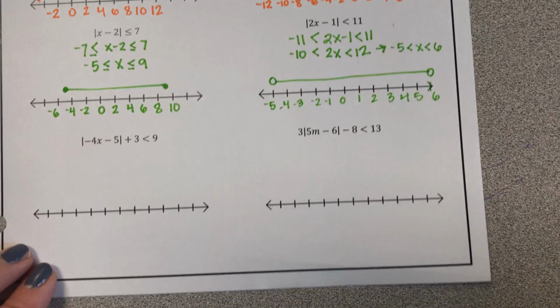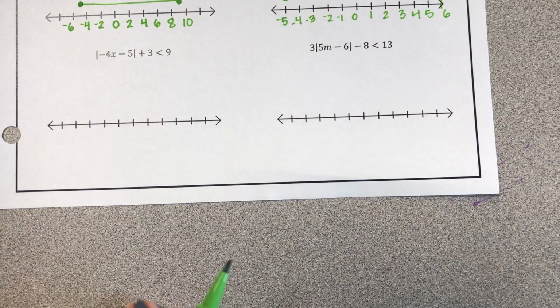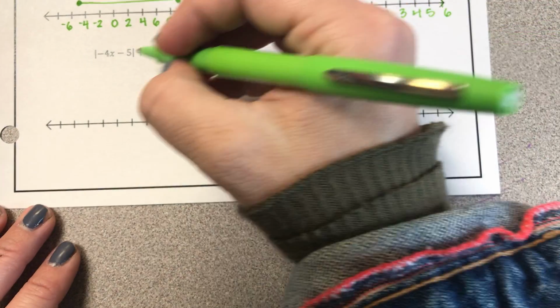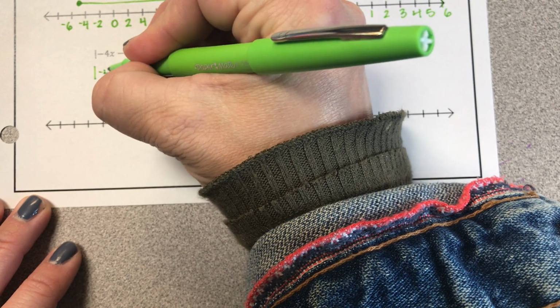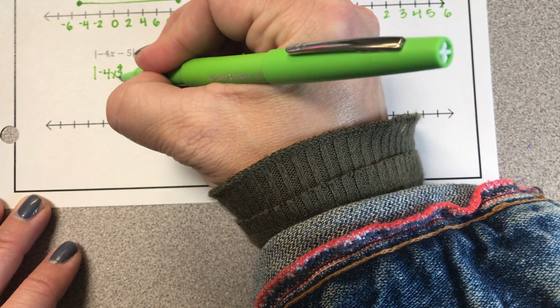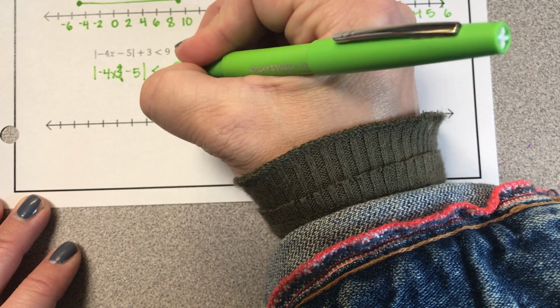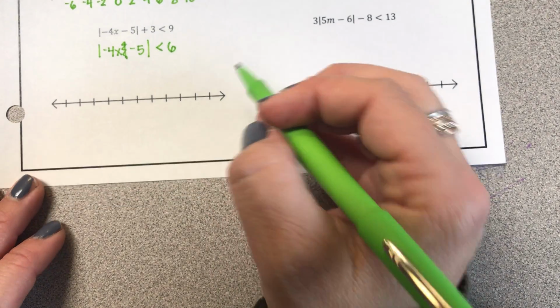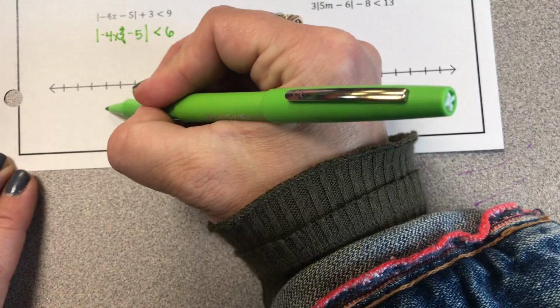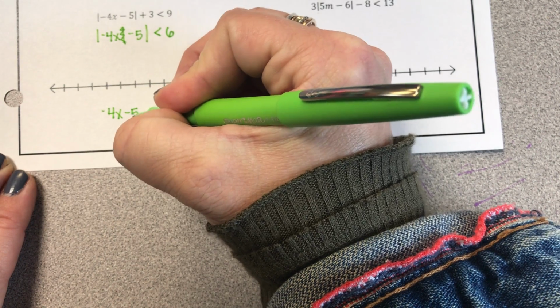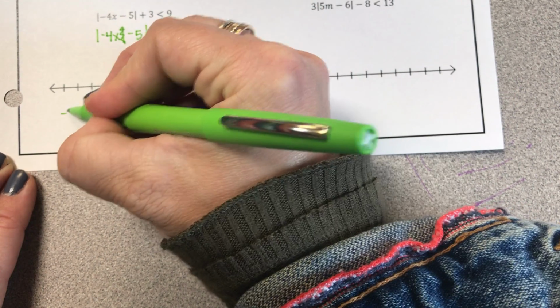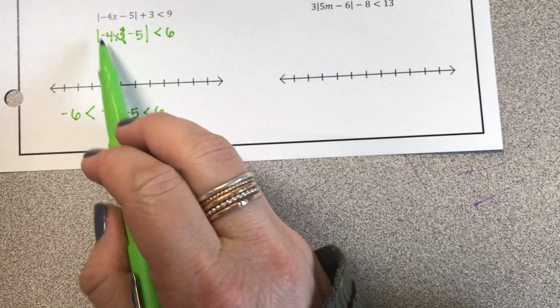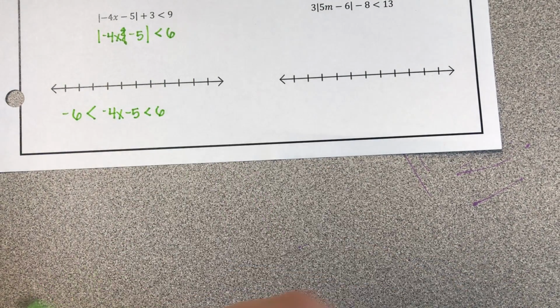Okay, let's look at this bottom left one. The first thing that I want to do is solve it for the absolute value, just like when we did absolute value equations. So I'm going to subtract 3 from both sides. So I have the absolute value of negative 4x minus 5 would be less than 6. Sorry. So now that means I did not give myself enough space here. So negative 4x minus 5 is less than 6 and greater than negative 6. Because the absolute value is less than, it's going to be this conjunction.